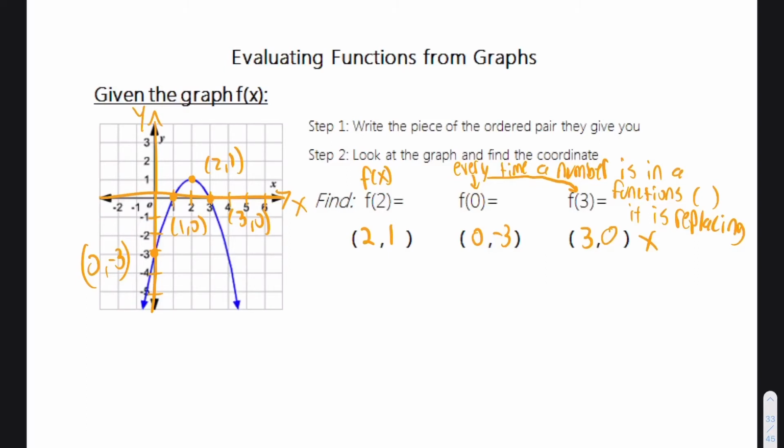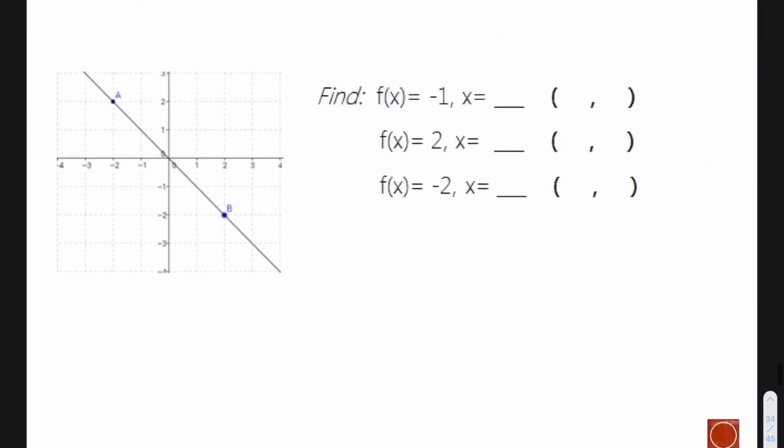This means that anytime you have a graph, you could write the ordered pairs of that graph as function notation. Let's do these together. Did they give us x this time? Write down these examples. F of x equals -1. Did they tell you what x is? Did they put something inside of that parentheses? No, they didn't. They gave you the answer.